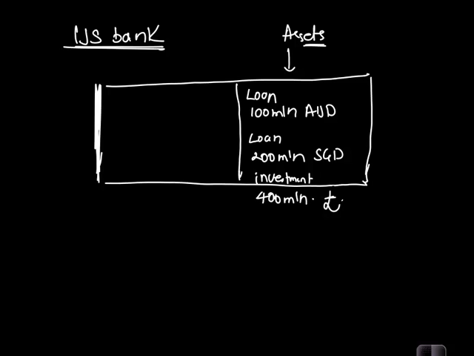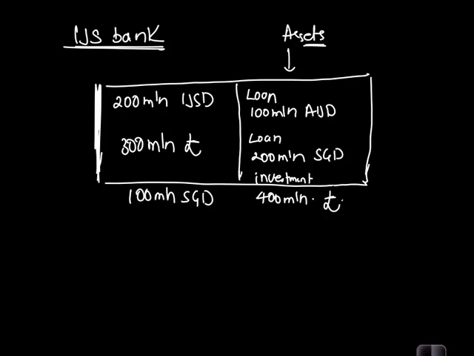And then liabilities. So let us say we have a 200 million USD certificate of deposit or some liability. Then we have a 300 million British pound liability, and we might have another 100 million Singapore dollar liability. Now the values of asset and liability are not going to match because they are in different currencies. But this type of data would be provided, and then you would be required to decide what is the net exposure to each of the currencies.